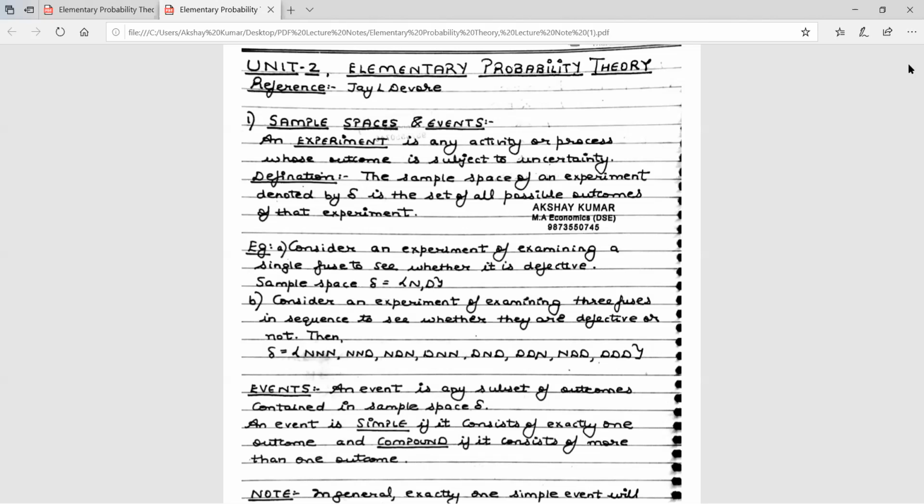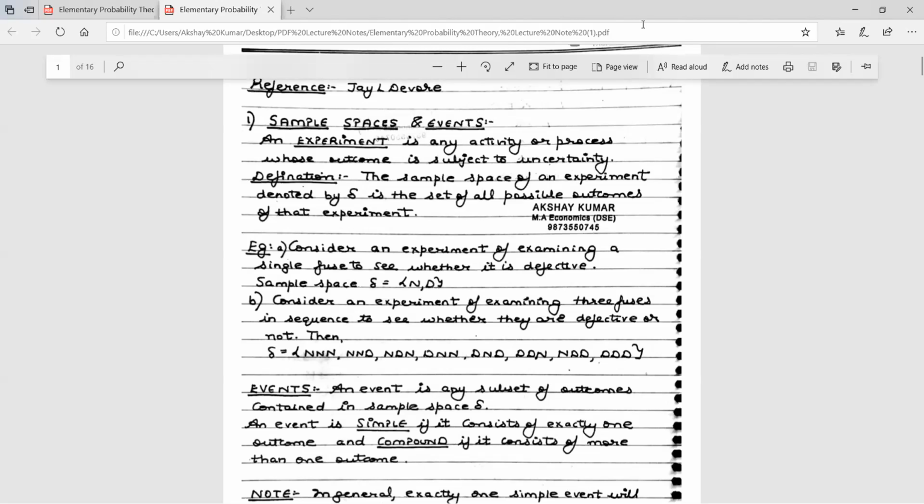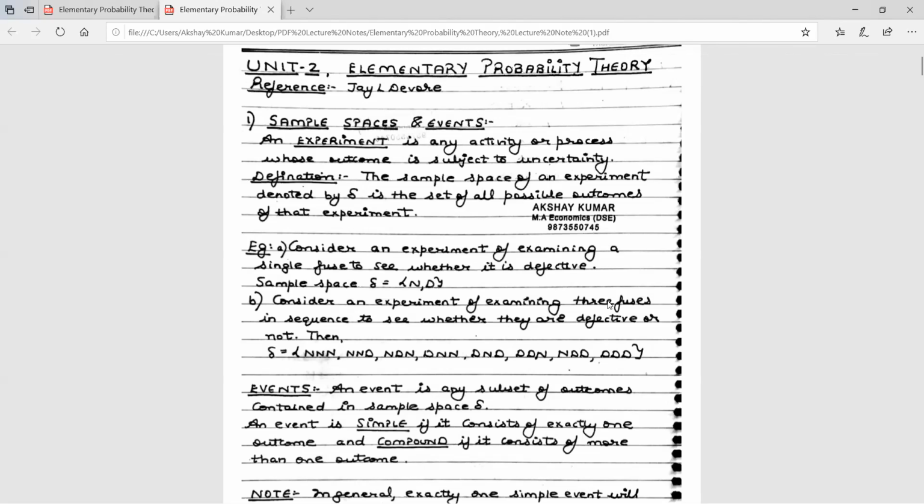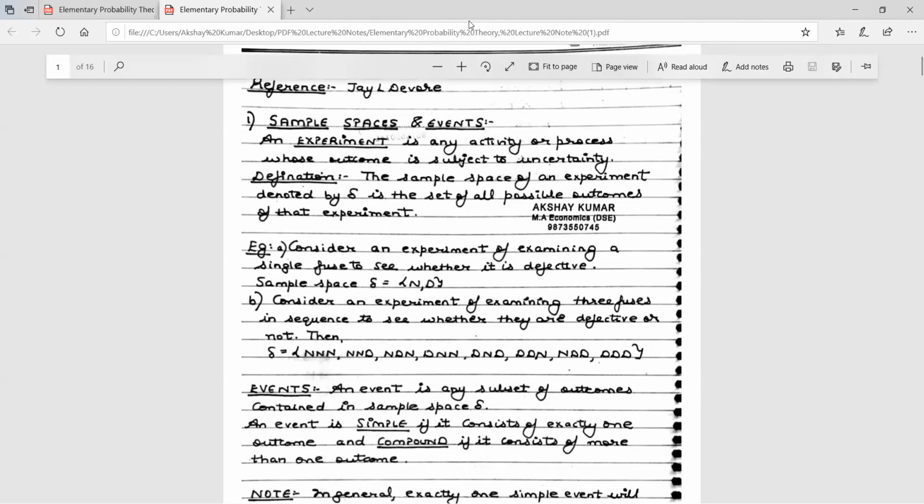Suppose I have 3 fuses and I need to check whether the fuse is defective or not. What are the options I have? All of you can see on your screens. One possibility is all the three fuses are not defective, N and N. Second possibility is that first two are not defective, but the third one is defective. And similarly, so I can come to the white screen to explain it.